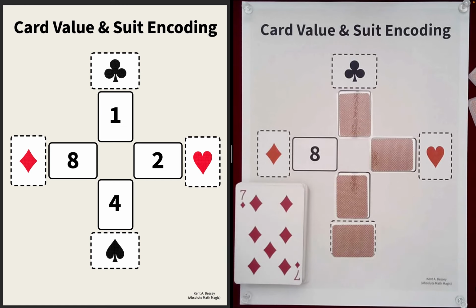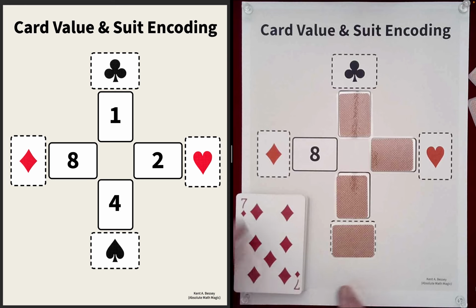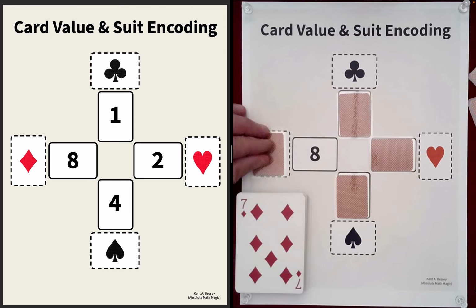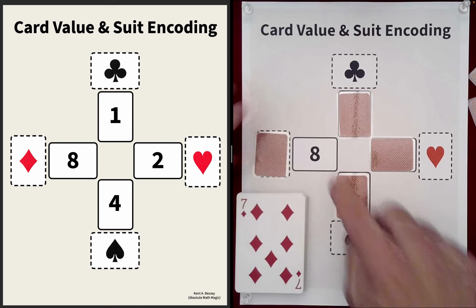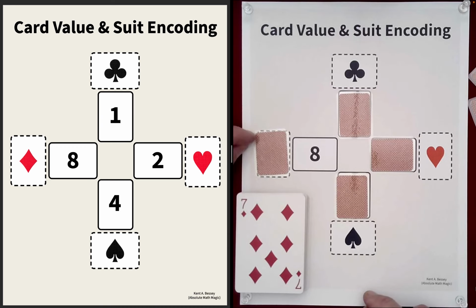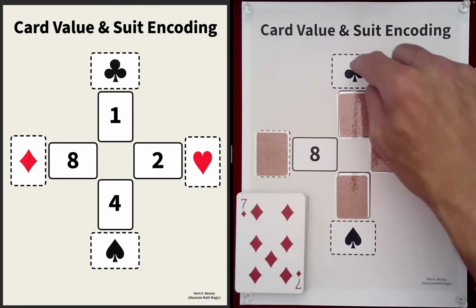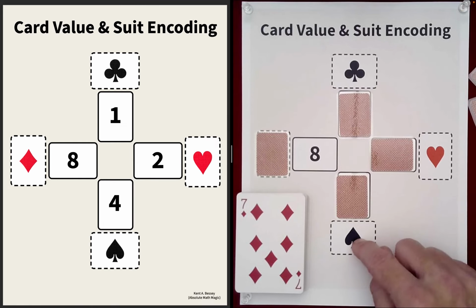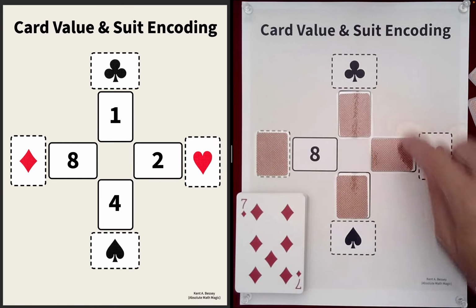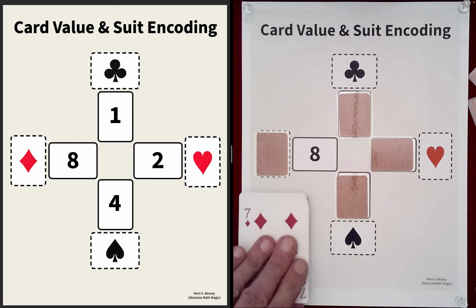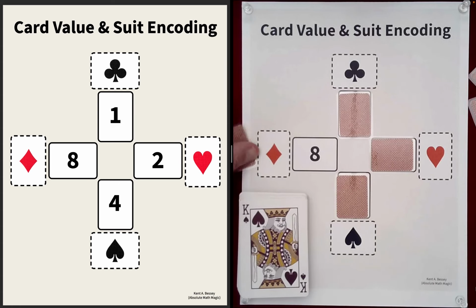Now it might get a little bit trickier here, but not too bad. 7 of diamonds. How do we do that? Well, what you do is you just leave a blank, roughly the length of the card, like right here, and that's going to tell the spectator, okay, this is club, heart, spade, diamond. So it's 7 of diamonds. Okay. What about king of spades?